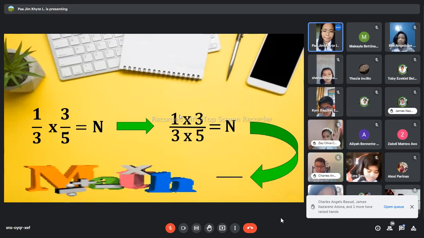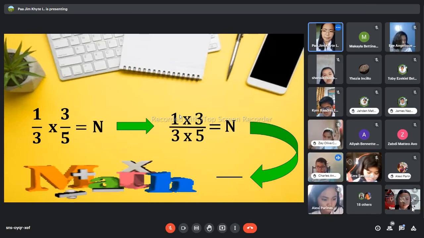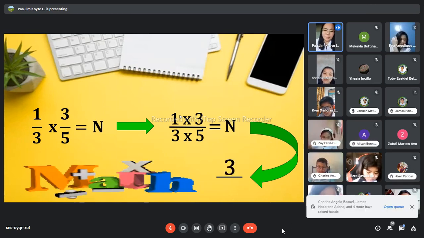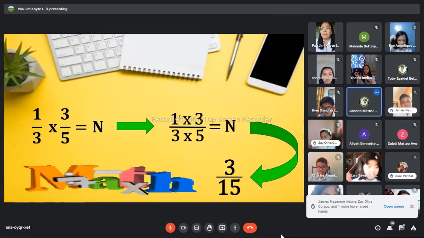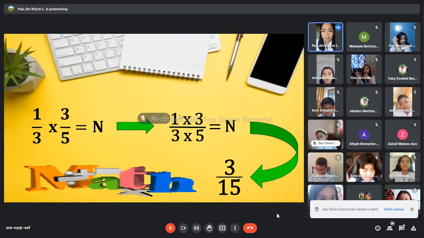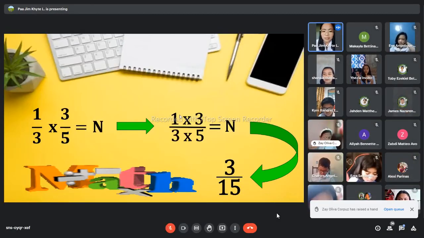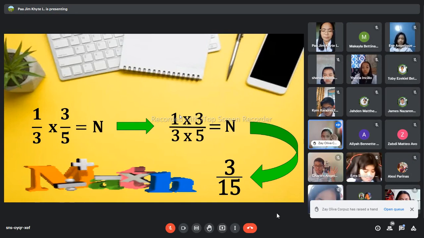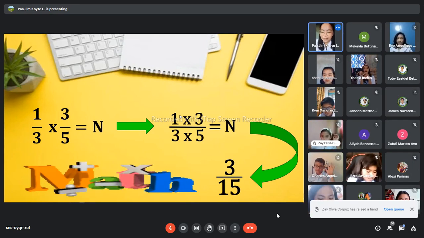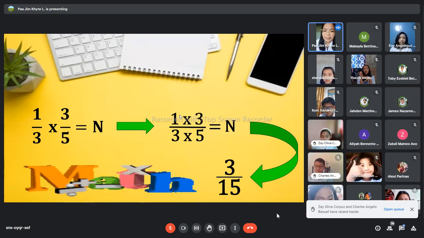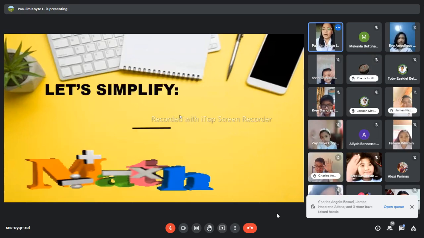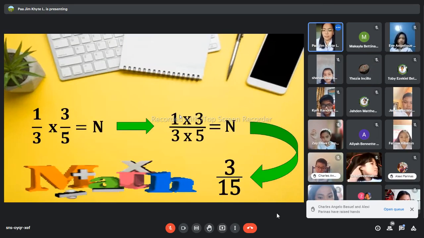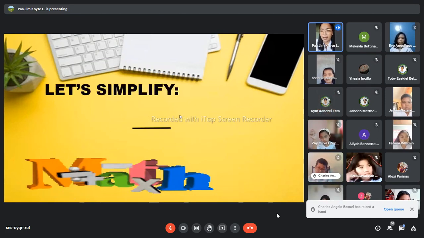Charles? 3, ma'am. 3. And 3 times 5 is equals to, Jaden? 15, ma'am. 15. So, 1/3 times 3/5 is equals to, Zay? 3/15, ma'am. Very good. Did you understand, class? Raise your hands if yes. Good. So, since our answer is 3/15, let's simplify it.